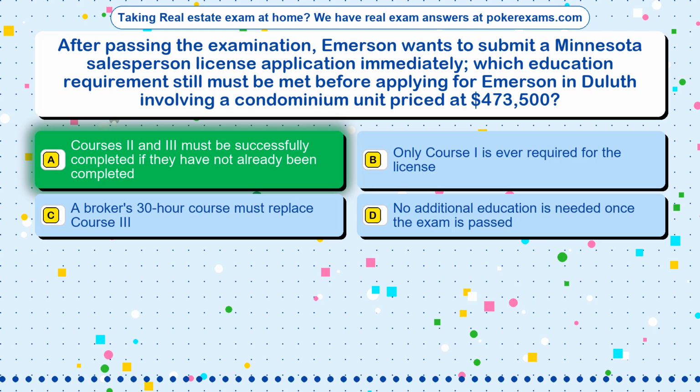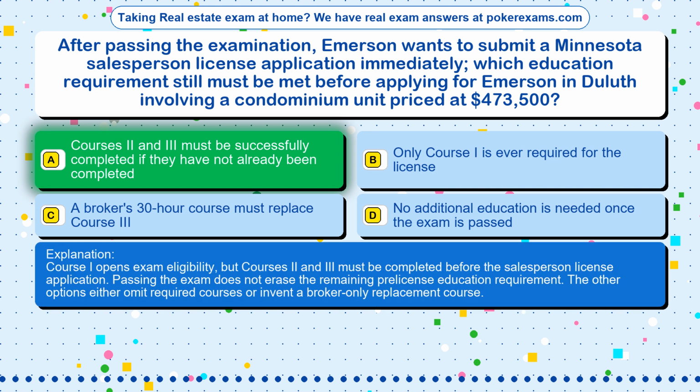The correct answer is option A. Courses 2 and 3 must be successfully completed if they have not already been completed. Course 1 opens exam eligibility, but courses 2 and 3 must be completed before the salesperson license application. Passing the exam does not erase the remaining pre-license education requirement. The other options either omit required courses or invent a broker-only replacement course.